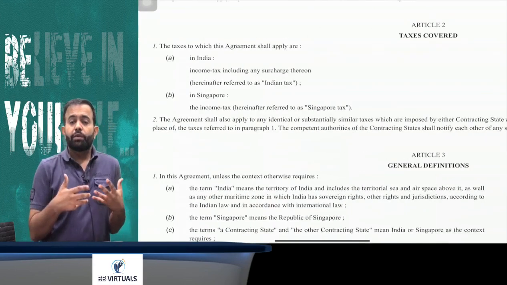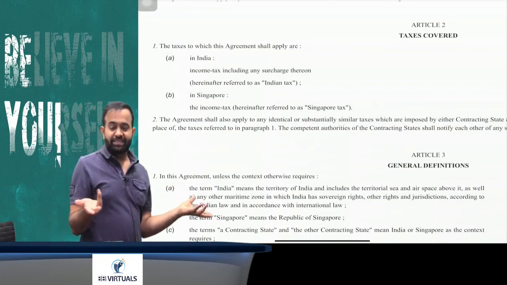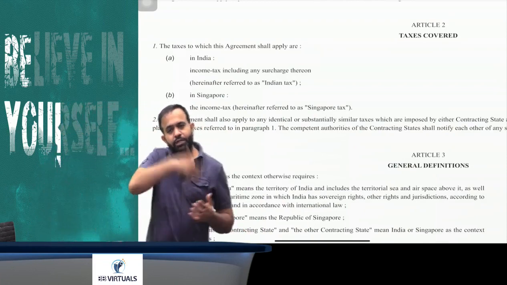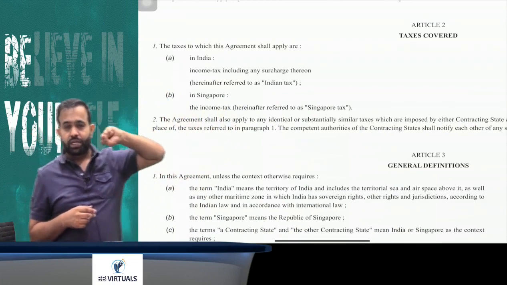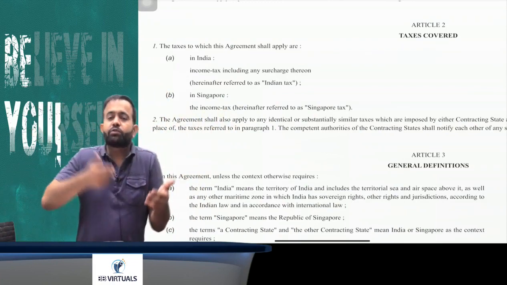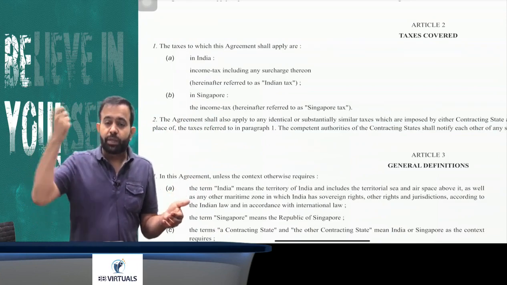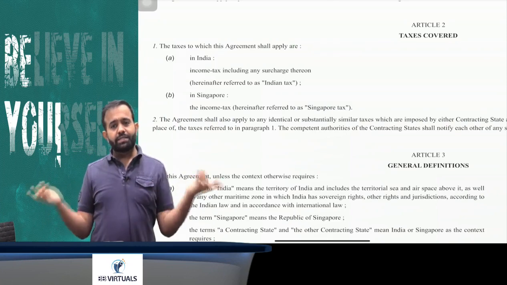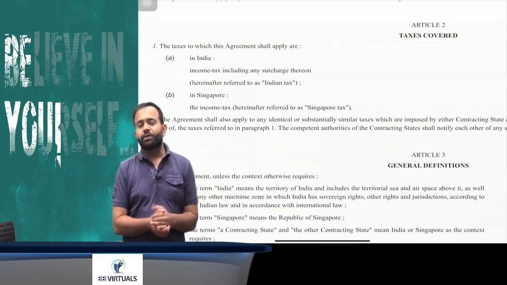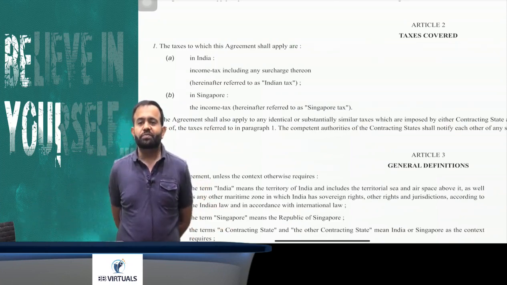Suppose the government came with a new income tax. Government introduced the new income tax. Now they have written only here Indian income tax, that is income tax including surcharge. But suppose the government replaced it with the direct tax code. In future, suppose they replace the income tax with the direct tax code. So will that income tax also be covered? Answer is yes. For that also this agreement will be covered. That is all about article number 2.